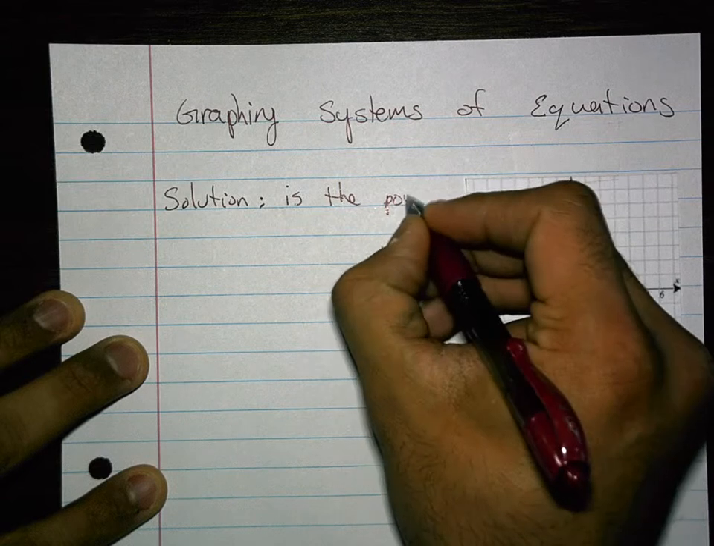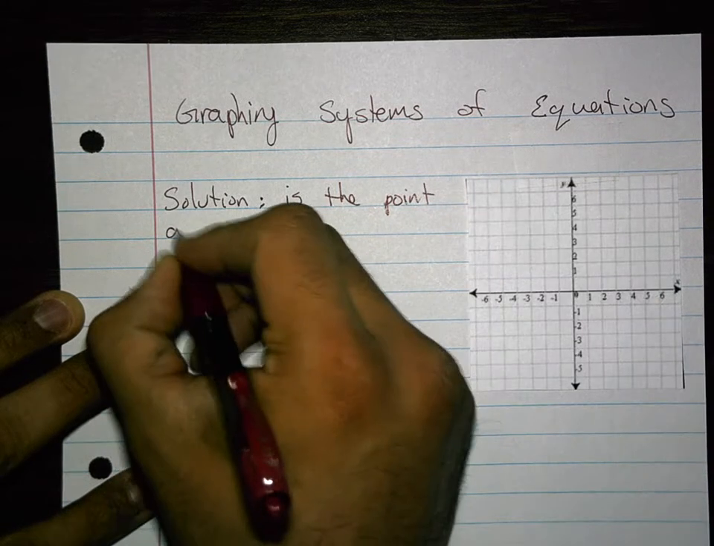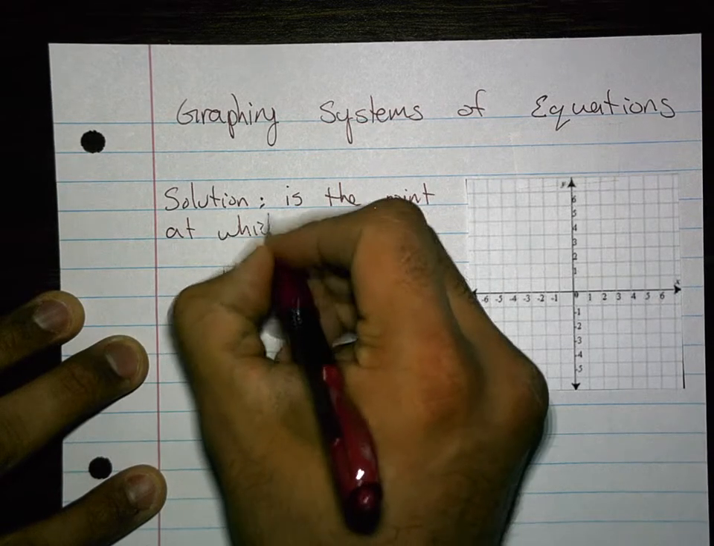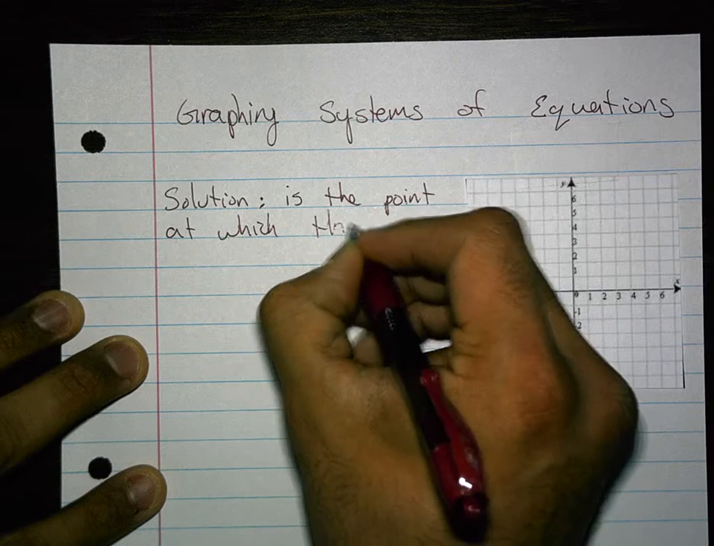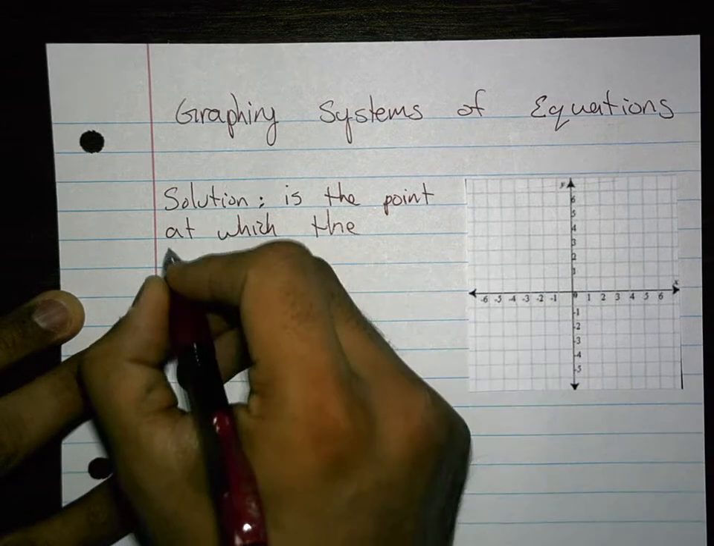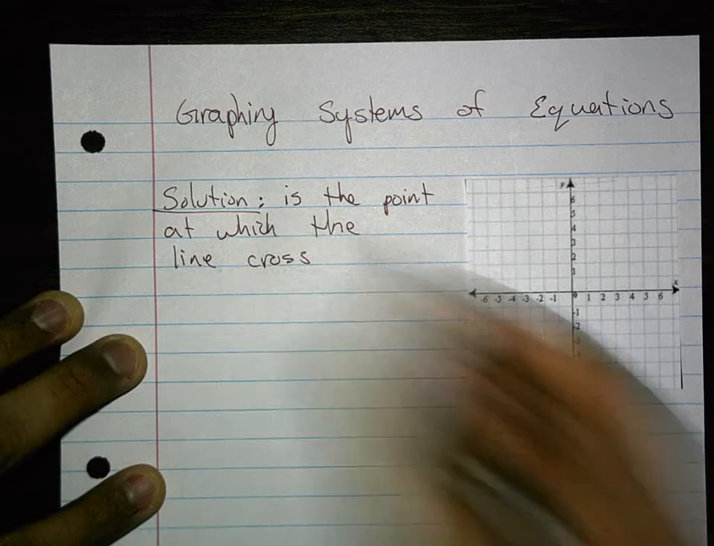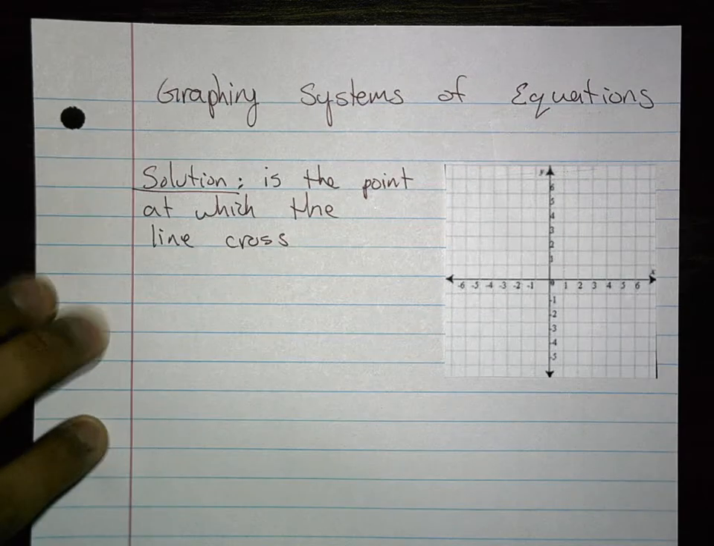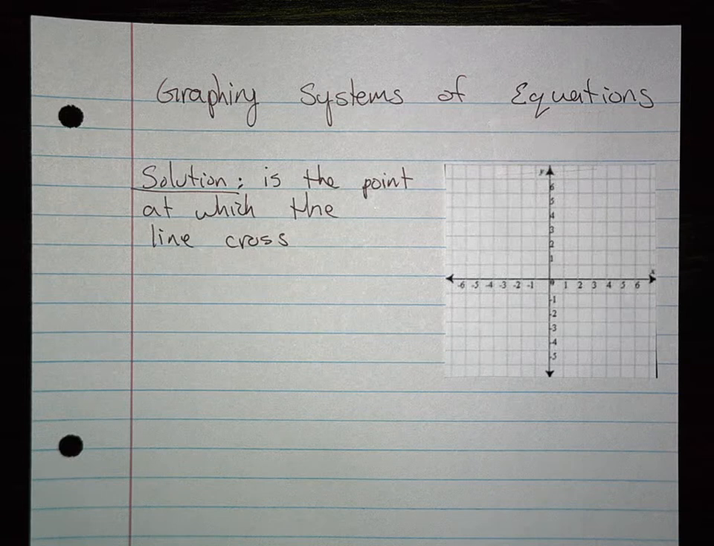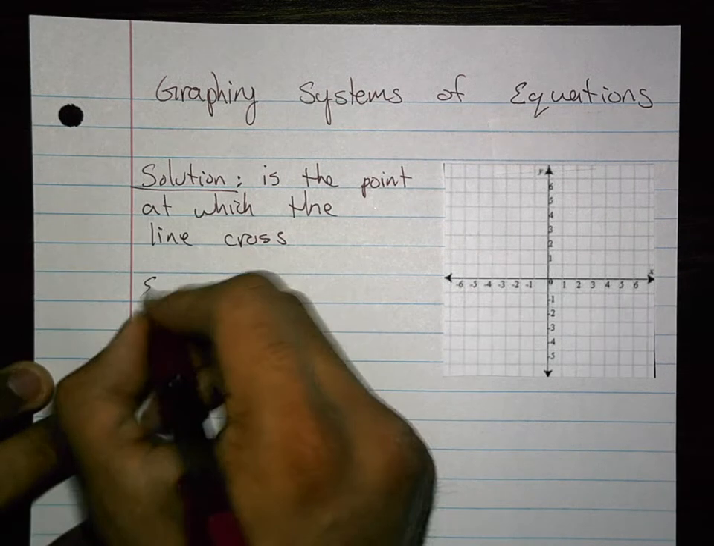is the point at which the lines cross. Okay, that's what the solution to a system of equations is. It is the point at which they cross. So let's go ahead and do an example here.